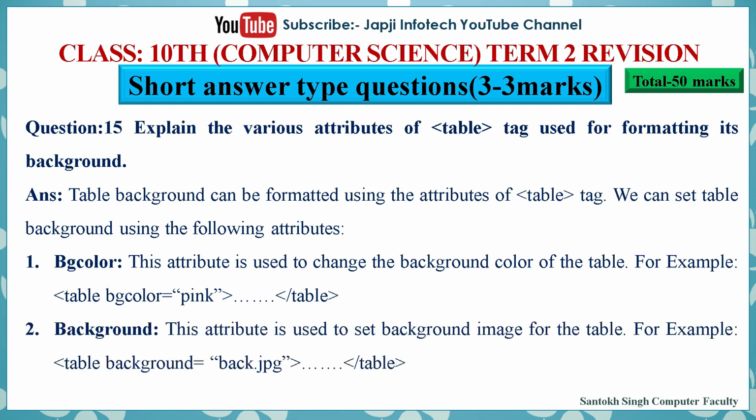And second one is background. This attribute is used to set background image for the table. For example, left angle bracket table space background equal to, in the double quotes, write the name of the image you want to set in the background of the table, then close the ending of the table tag.